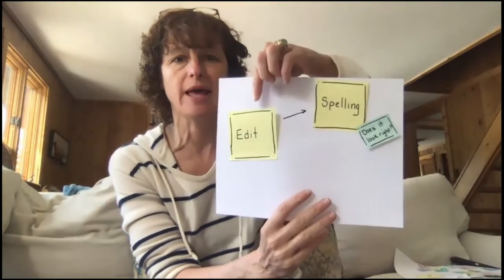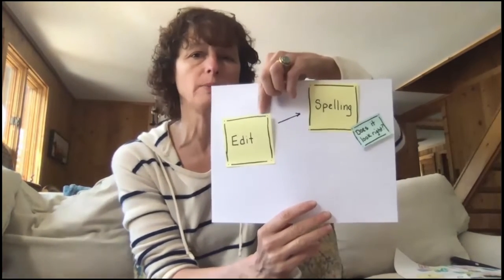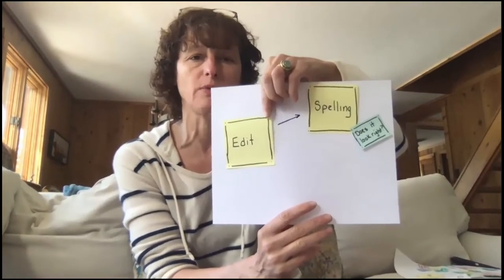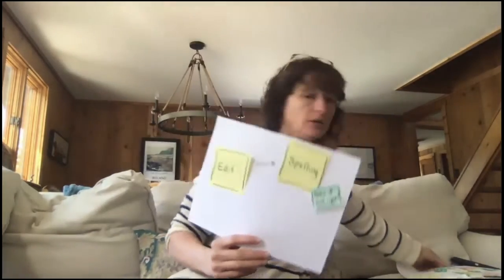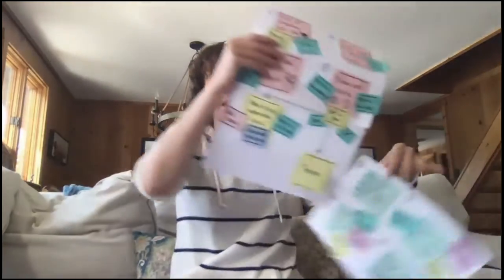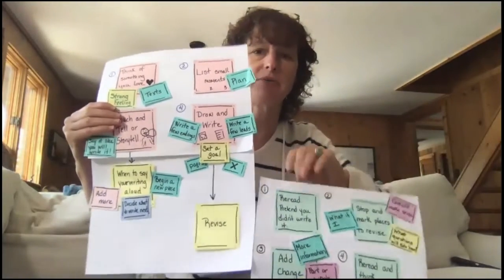Okay, writers, let's get to work here. So in spelling, I'm going to add a new part to our chart, right? Spelling is part of editing, right? So we're going to be editing our writing. Last week we learned about revising, and we're going to be editing. And so I put spelling up here. And here's our big chart, and I'm going to show you how I'm going to attach it.